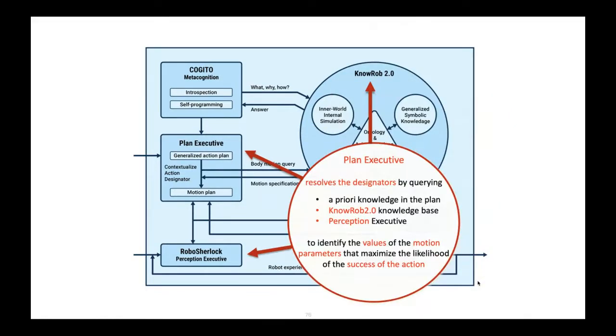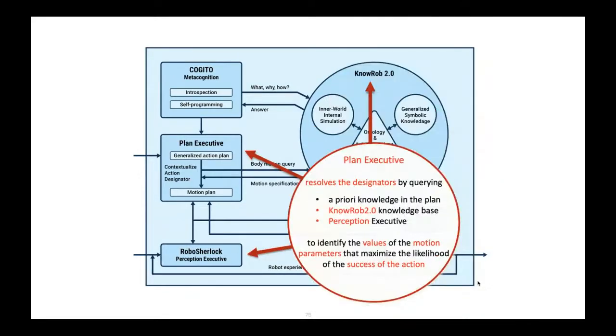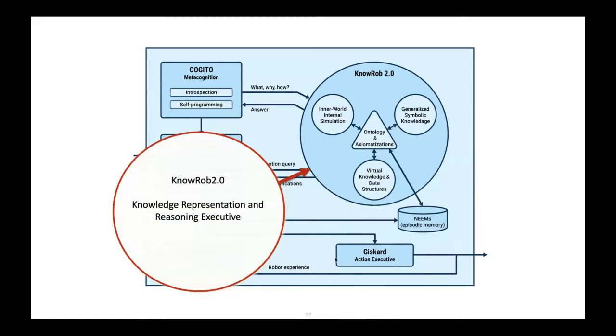So the plan executive then resolves these designators that I've just shown you here, because these are just placeholders. It doesn't know them when the plan has been written. And at runtime, it resolves them by referring to your perception system, and in particular by referring to the NOROB knowledge representation and reasoning system. So this over here, as we'll see in ROMOB, is what is going to determine the values of the motion parameters that I mentioned earlier on. So that's what we're after. We're after what values will make these motions successful for carrying out this action.